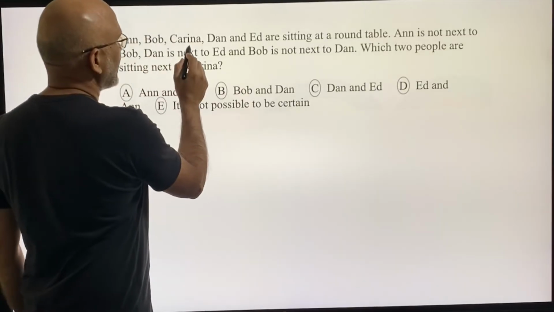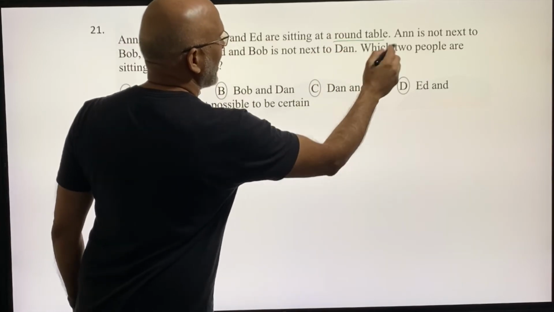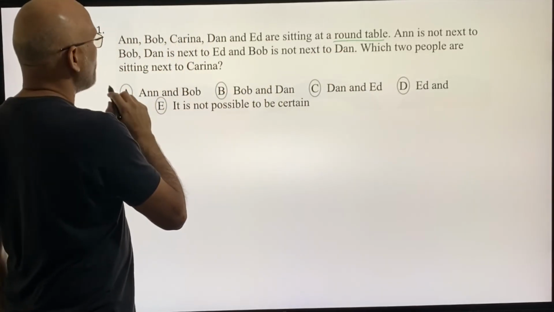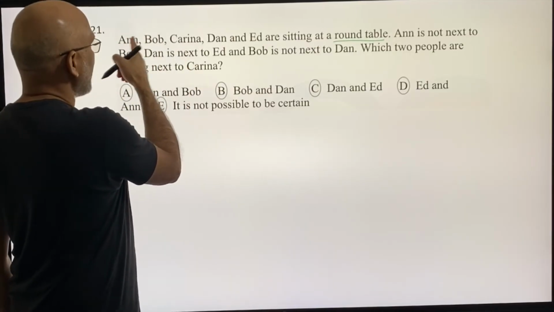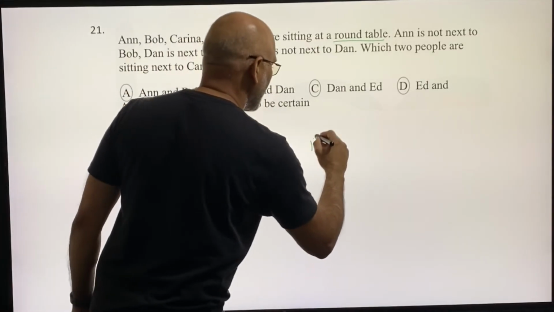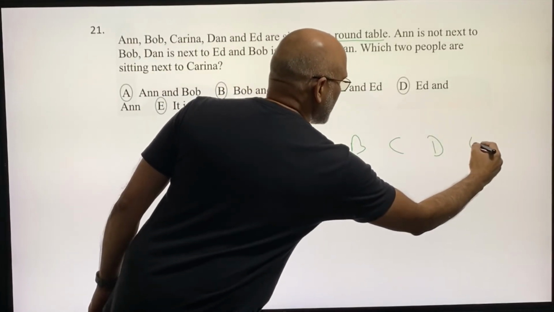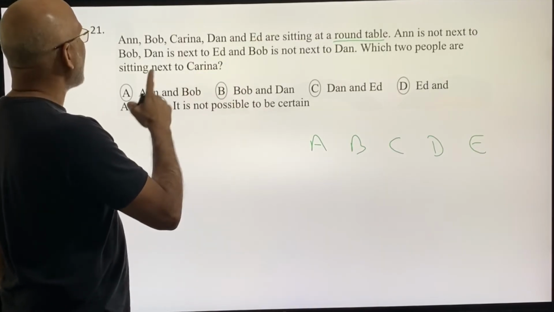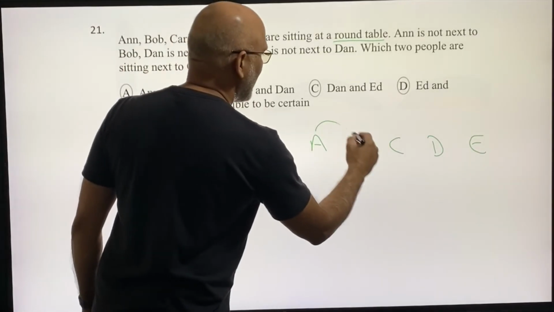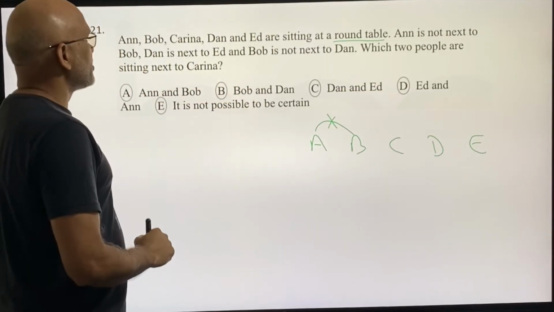Ann, Bob, Carina, Dan, and Ed are sitting at a round table. All right. Ann is not next to Bob. All right. Let me write down the names. They are conveniently named A, B, C, D, and E. So I'll write A, B, C, D, E. Ann is not next to Bob. Okay. So I'll put a cross.